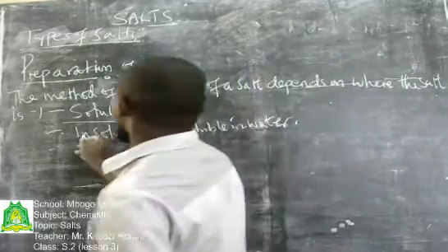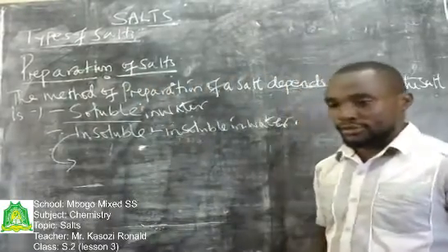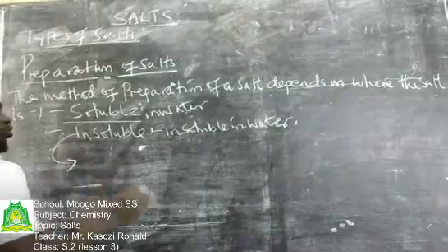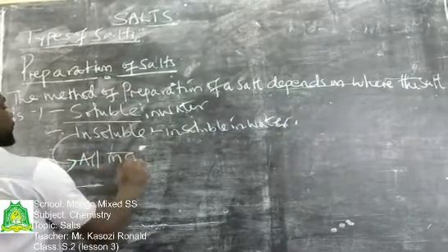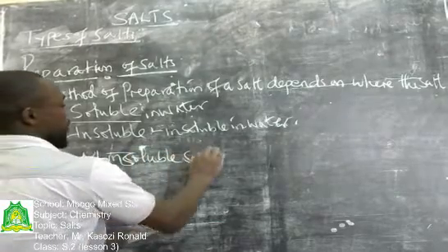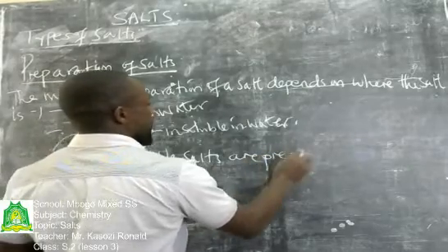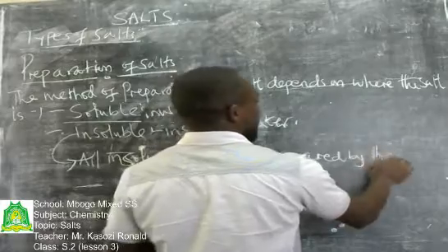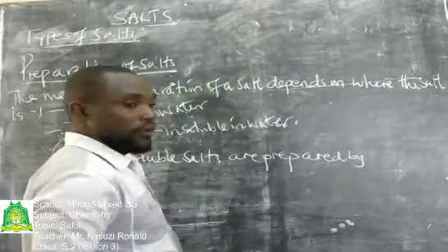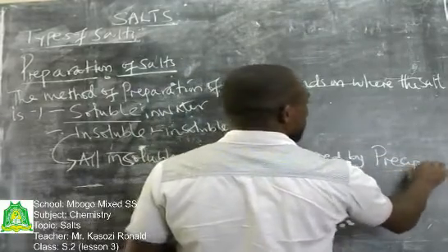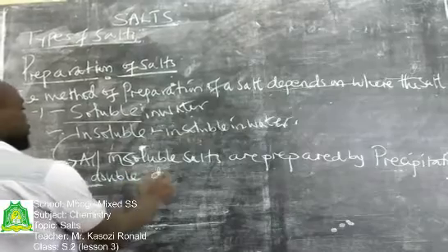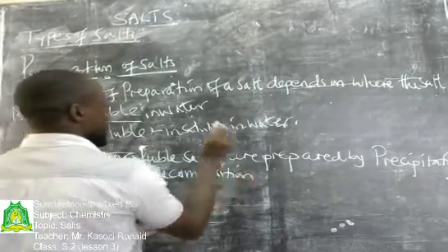All insoluble salts are prepared by what we call the precipitation method, or the double decomposition method.